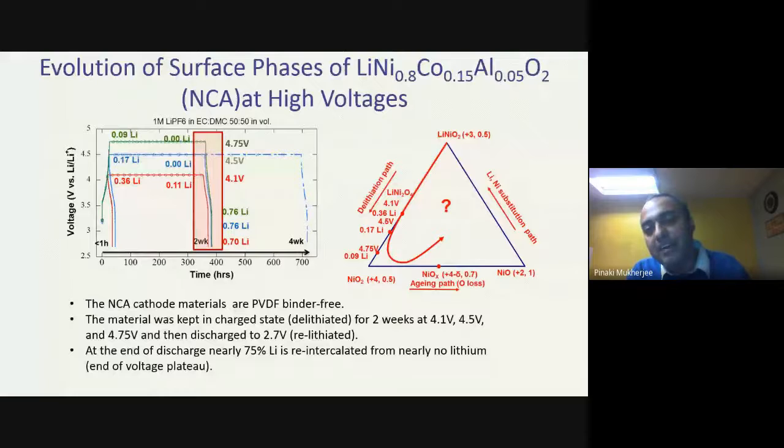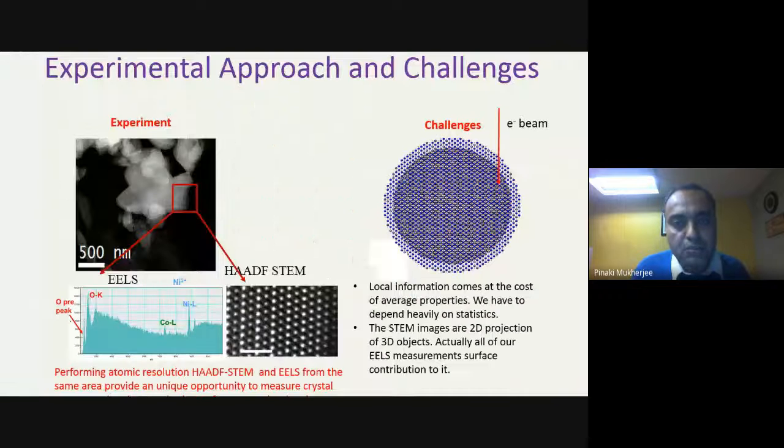And then we tried to find out what is happening at the very atomic scale. This is an atomic scale phenomenon. So we had to do STEM and EELS from the same area of the sample. Why? Because by using STEM, we can see the atomic scale structure at the surface, and from EELS at the same position we can see if there is any oxygen loss, if there is any valence change in nickel, and so on and so forth. All right.